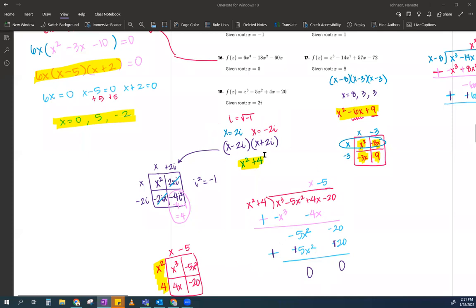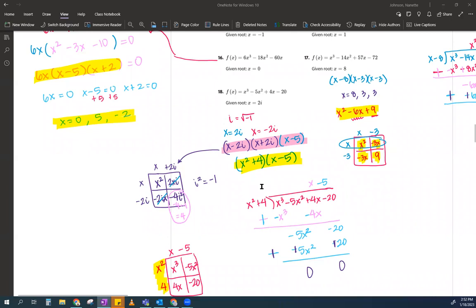Okay. So I need to write the factors. Now, sometimes I'm going to be honest with you. Sometimes the answer is going to be this guy in pink. And sometimes it's going to be this guy in yellow. Ms. Johnson, when is it going to be pink and when is it going to be yellow?